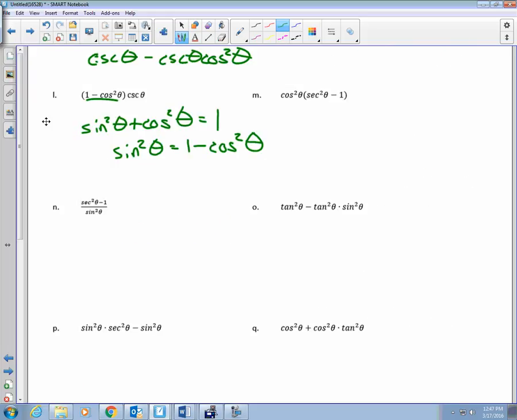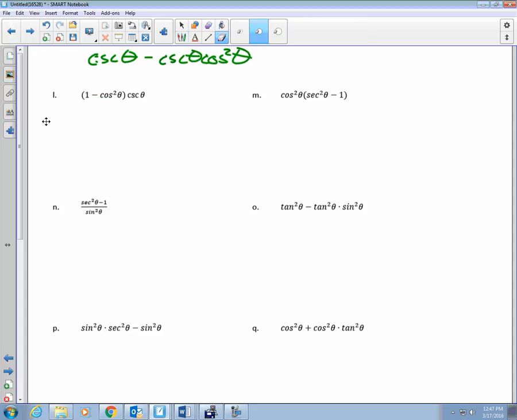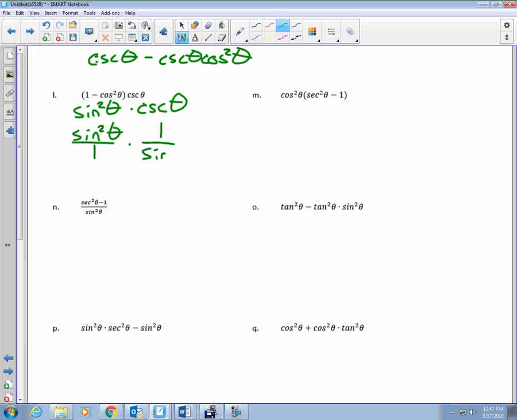In this example, instead of 1 minus cosine squared, what do we write? Sine squared. We substitute that in times cosecant. Hey, now this looks like a problem from the front page. I know how to do the problems on the front page. I write them in terms of sine and cosine. What is cosecant? 1 over sine. What happens? One of the sines cancels, leaving me with just sine of theta.